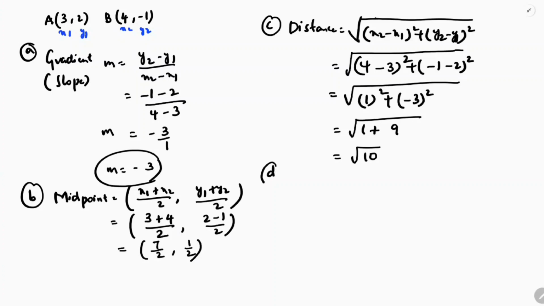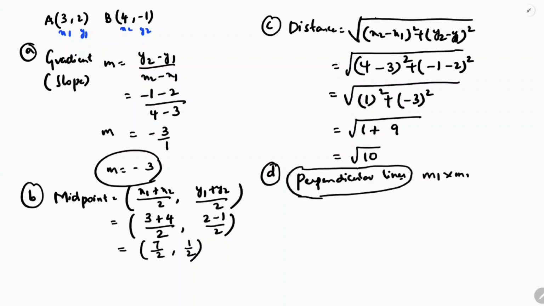Next, we need to find the perpendicular slope to AB. If lines are perpendicular, then clearly the product of the slopes, m1 into m2, is minus 1. m1 you already got is minus 3, into m2 is minus 1. So the perpendicular slope of AB is 1 by 3. If I consider the slope of AB as m1, I need to find the perpendicular slope. So the perpendicular slope here is 1 by 3.